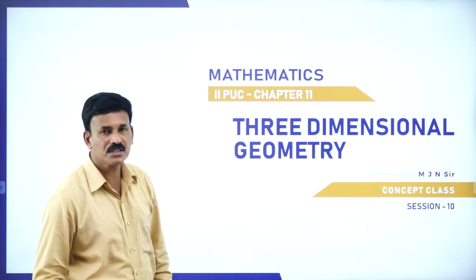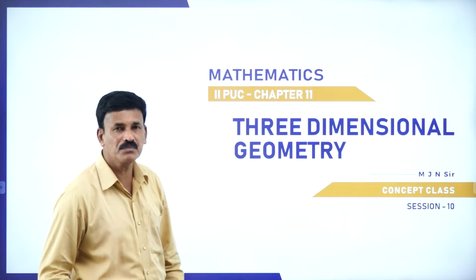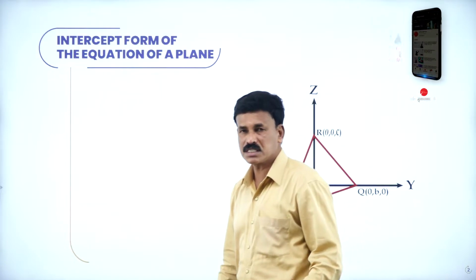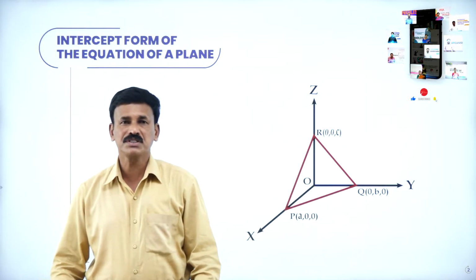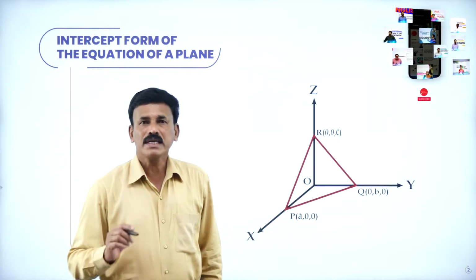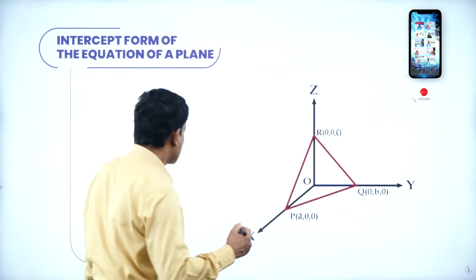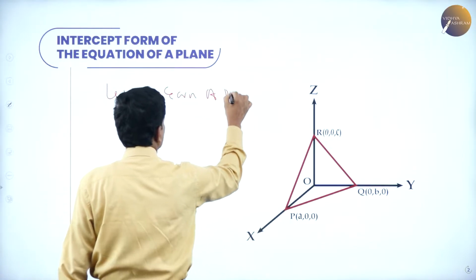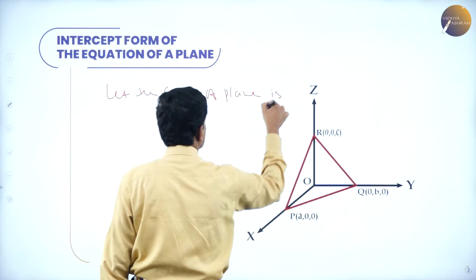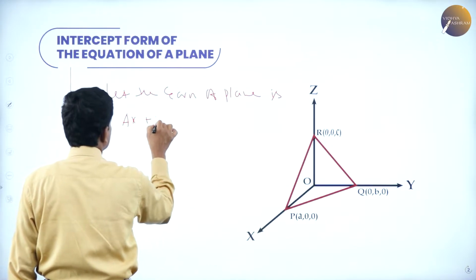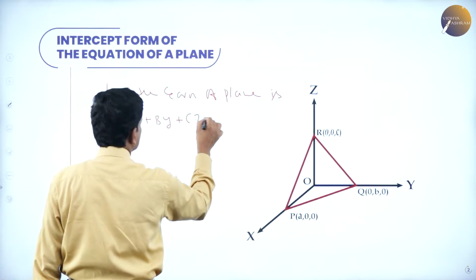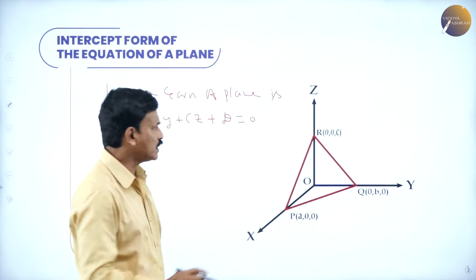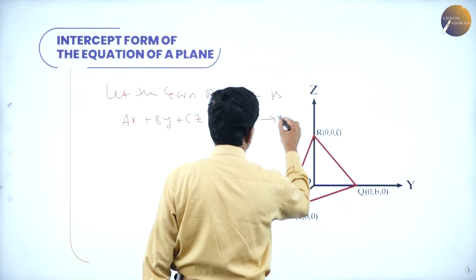Now in this session, today I am going to discuss a very important derivation in 3D, that is the equation of a plane in the intercept form. So to derive the equation of a plane in the intercept form, let us consider the equation of the plane in the standard form. The equation of the plane in the standard form is a into x plus b into y plus c into z plus d is equal to 0. This is the equation of the plane in the standard form. Let us represent this as equation number 1.